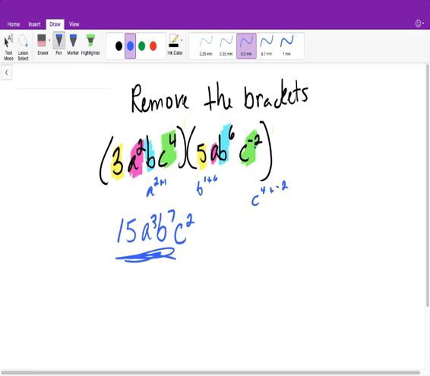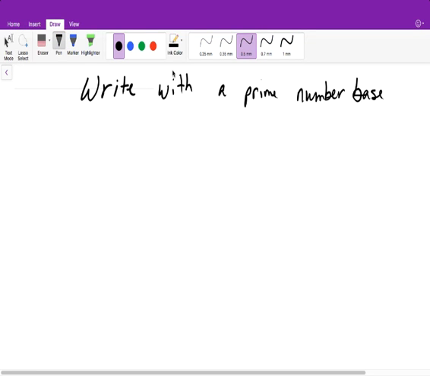All right, that's it for this section. There's 2 more sections in this video that we're going to cover. All right, so the next direction said write with a prime number base. So that means that our final answer needs to be in the form of a prime number. So I'm just going to write prime number, and then it needs to be raised to some power. So we need to have some exponent or some power that is being raised to.